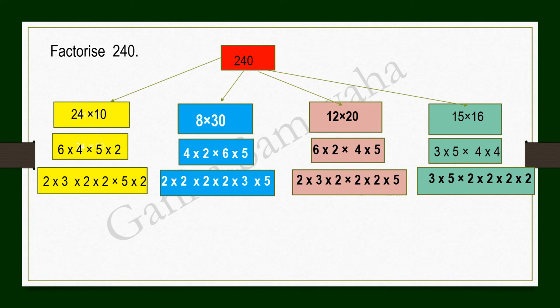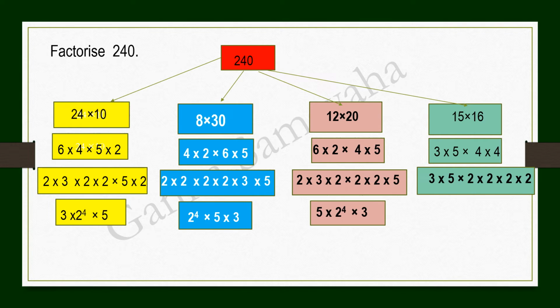That means what? Finally, all of them are zeroing down to the same product. 3 into 2 to the power 4 into 5. Or we could write it as 2 to the power 4 into 5 into 3. Or we could write as 5 into 2 to the power 4 into 3. Or 5 into 3 into 2 to the power 4. The way it is written is different, that's all. That means the order is different. But we know A into B into C or B into C into A, they all mean the same thing.